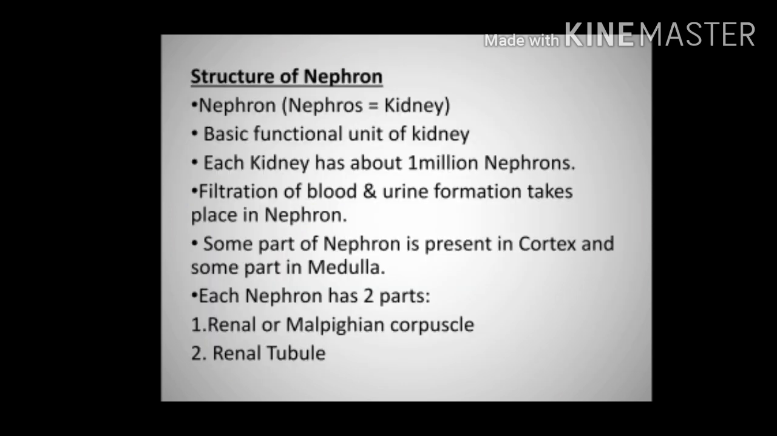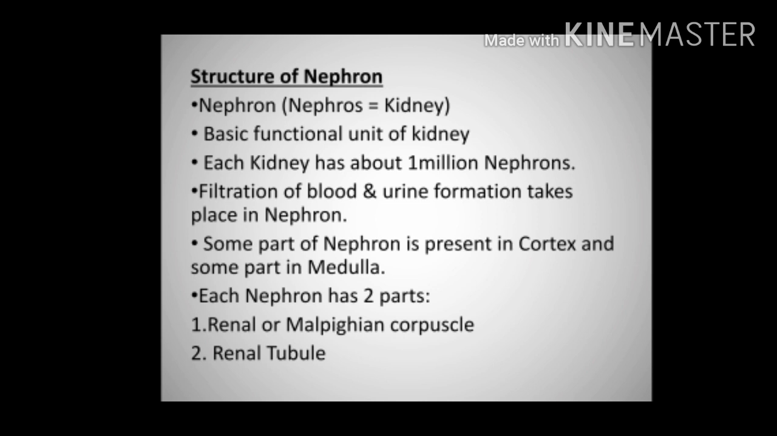Structure of nephron. The word nephron is derived from Greek word nephros meaning kidney. As they are found in kidney, the name is nephron. Nephron is basic functional unit of kidney. It is microscopic structure present in the kidney. Each kidney has about 1 million nephrons. The main function of nephron is filtration of blood and urine formation. These two processes take place in nephron.